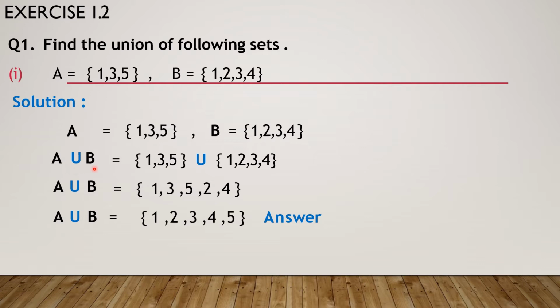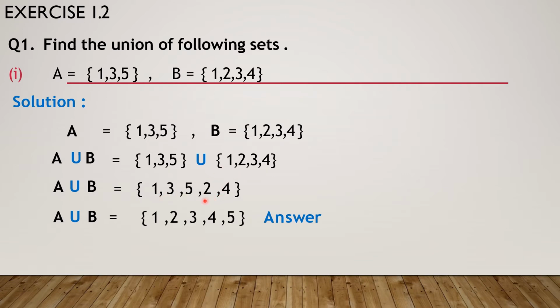So we will write here A union B is equal to, first of all we will write set A, then we will put union sign, and then we will write set B. Now students, in next step, combine all the elements of both the sets. But must remember there should be no repetition. First of all, we will write the elements of set A, that are 1, 3, 5. Now we will write the elements of set B. 1. Can we write here 1? No, because 1 is already there, so we will not write 1 here.